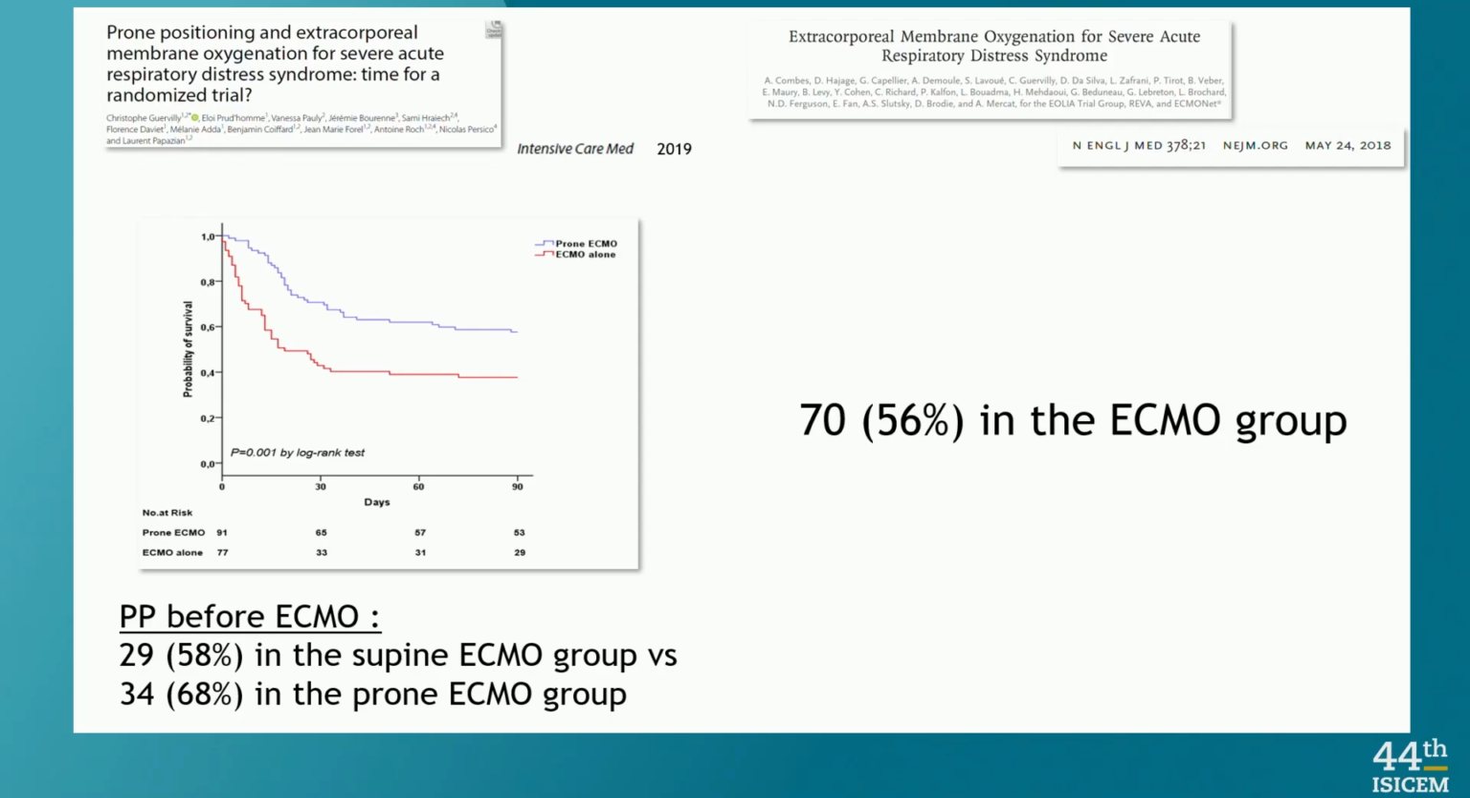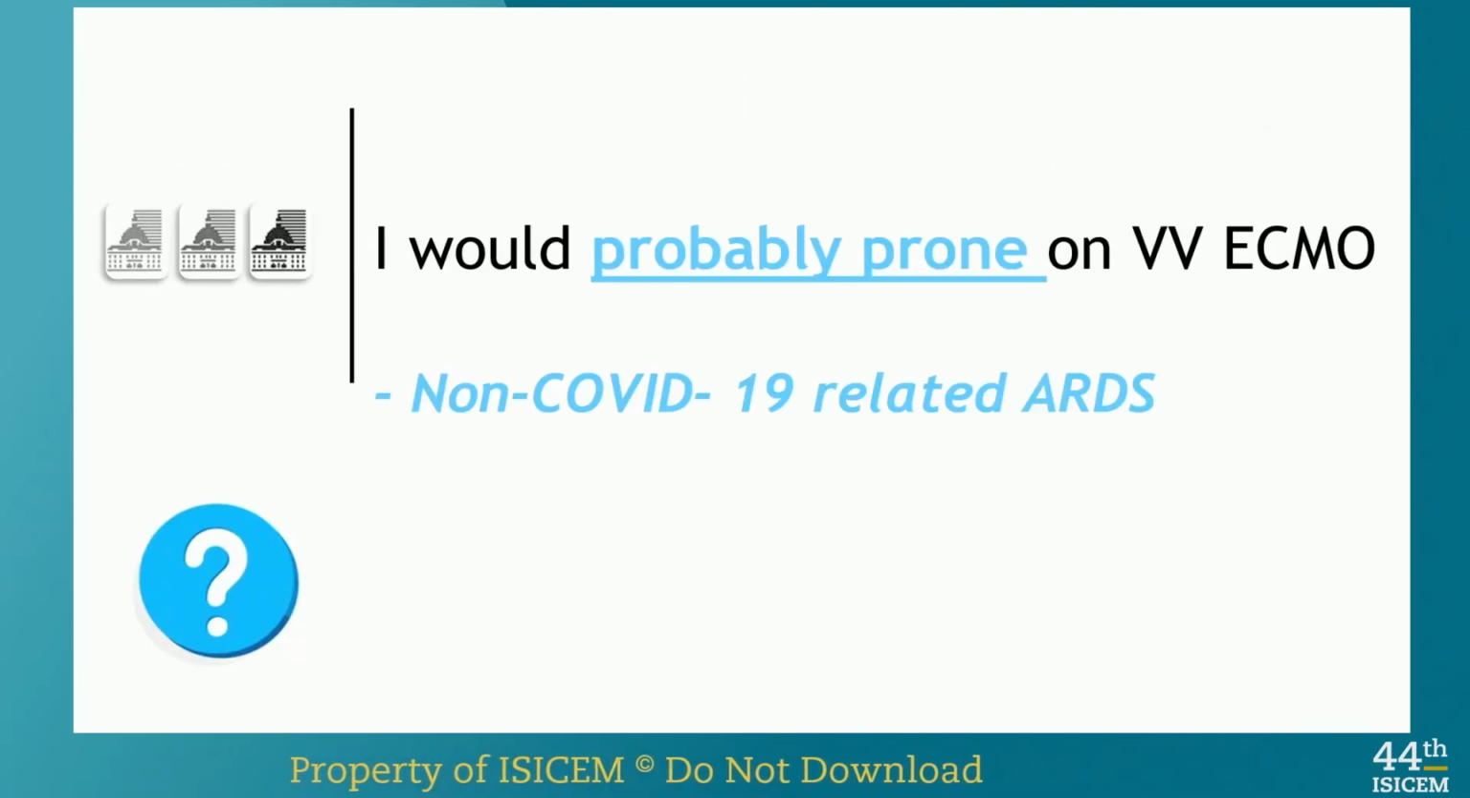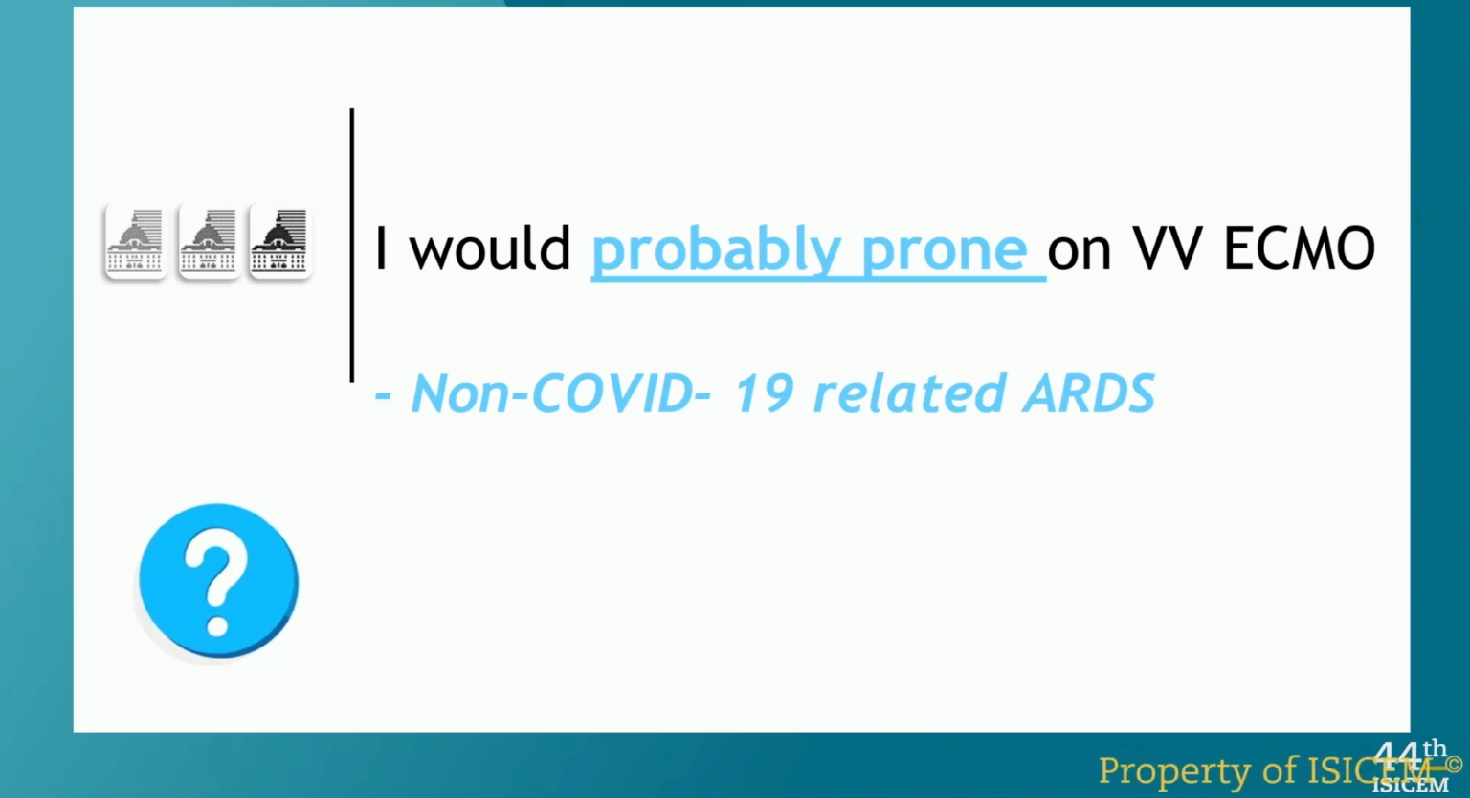So maybe this could be the first difference, suggesting that if my patient has not been prone before being on ECMO for any reason, I should at least start by proning my patient on ECMO. I will still probably continue to prone patients on VV ECMO who have non-COVID-19 related ARDS, because even if this PRONE ECMO trial was not designed for COVID-19 patients, the order of life made this study start in the middle of the pandemic.